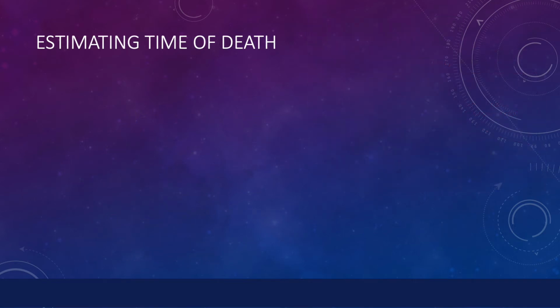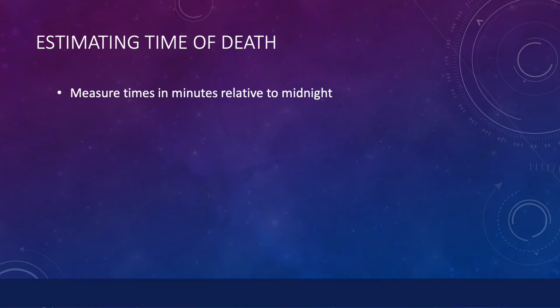If we want to estimate the time of death, the first thing we're going to do is measure our times in minutes relative to midnight. The reason for this is that we can't just plug in a time like 2:30 a.m. We've got to use a time that's an integer so that we can actually graph this and get meaning out of the rate decay. So if you have a time like 2:30 a.m., you need to convert that to a number of minutes since midnight. Each hour is 60 minutes, so 2 times 60 plus 30 would give us 150 minutes. So 2:30 would be recorded in our data as 150 minutes.